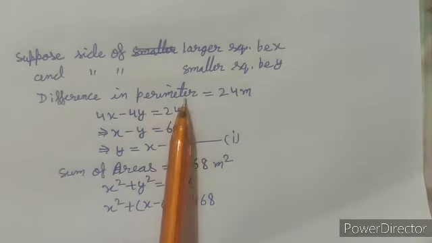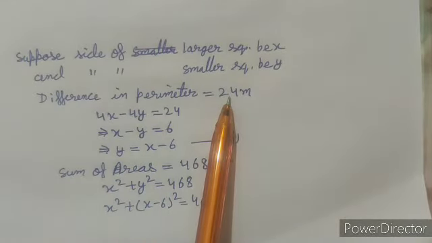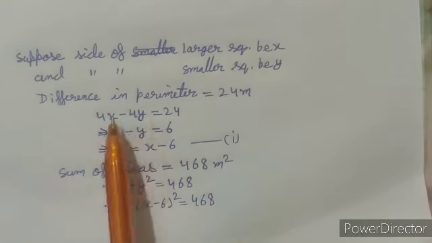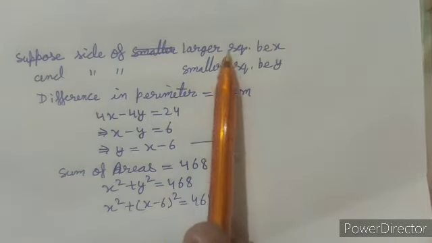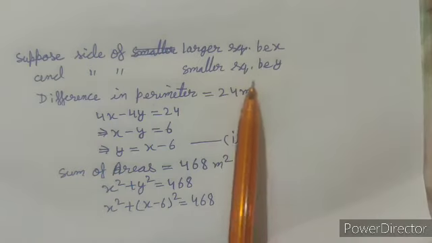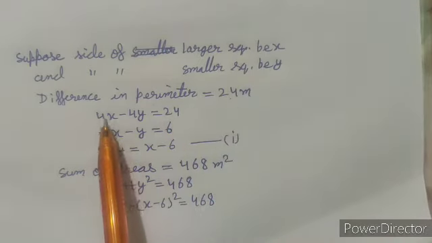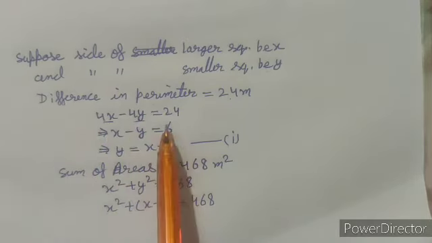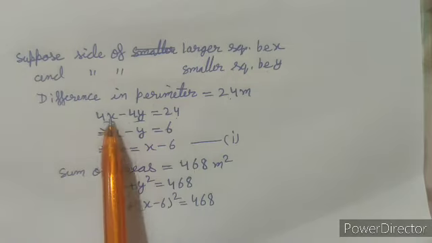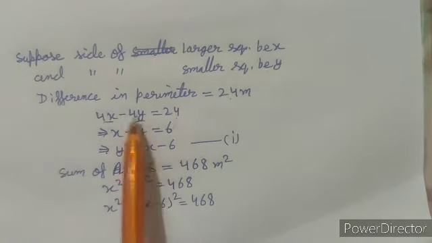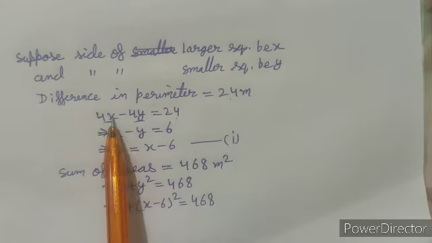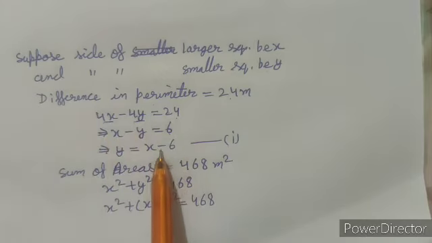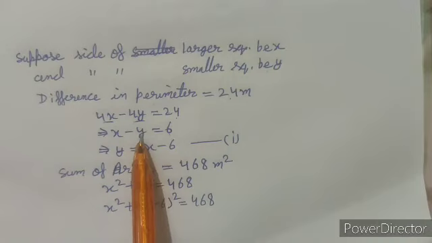Now, difference in perimeter is 24. And perimeter, as you know, the perimeter of a square is 4 into side. That means perimeter of larger square minus perimeter of a smaller square will be equal to 24. So 4x minus 4y, that is perimeter of larger square is 4x, perimeter of smaller square is 4y, and that is equal to 24. Now on dividing both sides of the equation by 4, we will get x minus y equal to 6. And from this we can find the value of y as x minus 6.